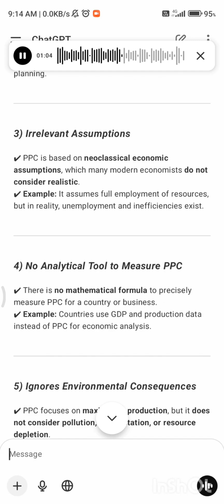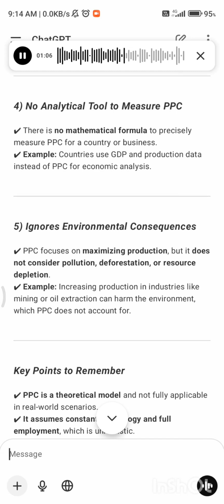4. No analytical tool to measure PPC. There is no mathematical formula to precisely measure PPC for a country or business. Example, countries use GDP and production data instead of PPC for economic analysis.